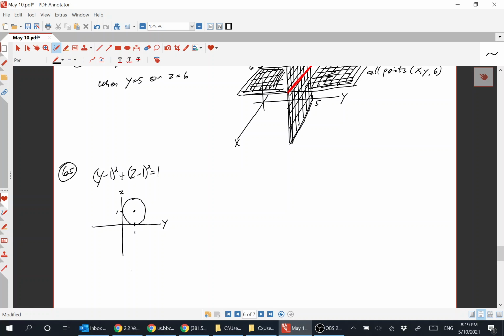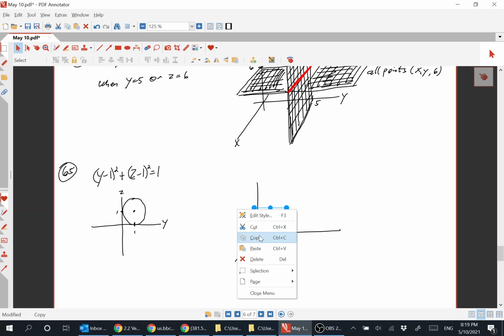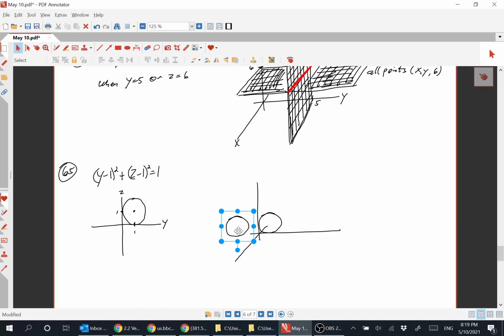We're in XYZ space, right? So Y and Z are constrained like this, in this circle. But X can be anything. So what you get is that circle extended along the x-axis. So here's that circle, right? And then we take that circle in the YZ plane and you extend it in the direction of the x-axis.